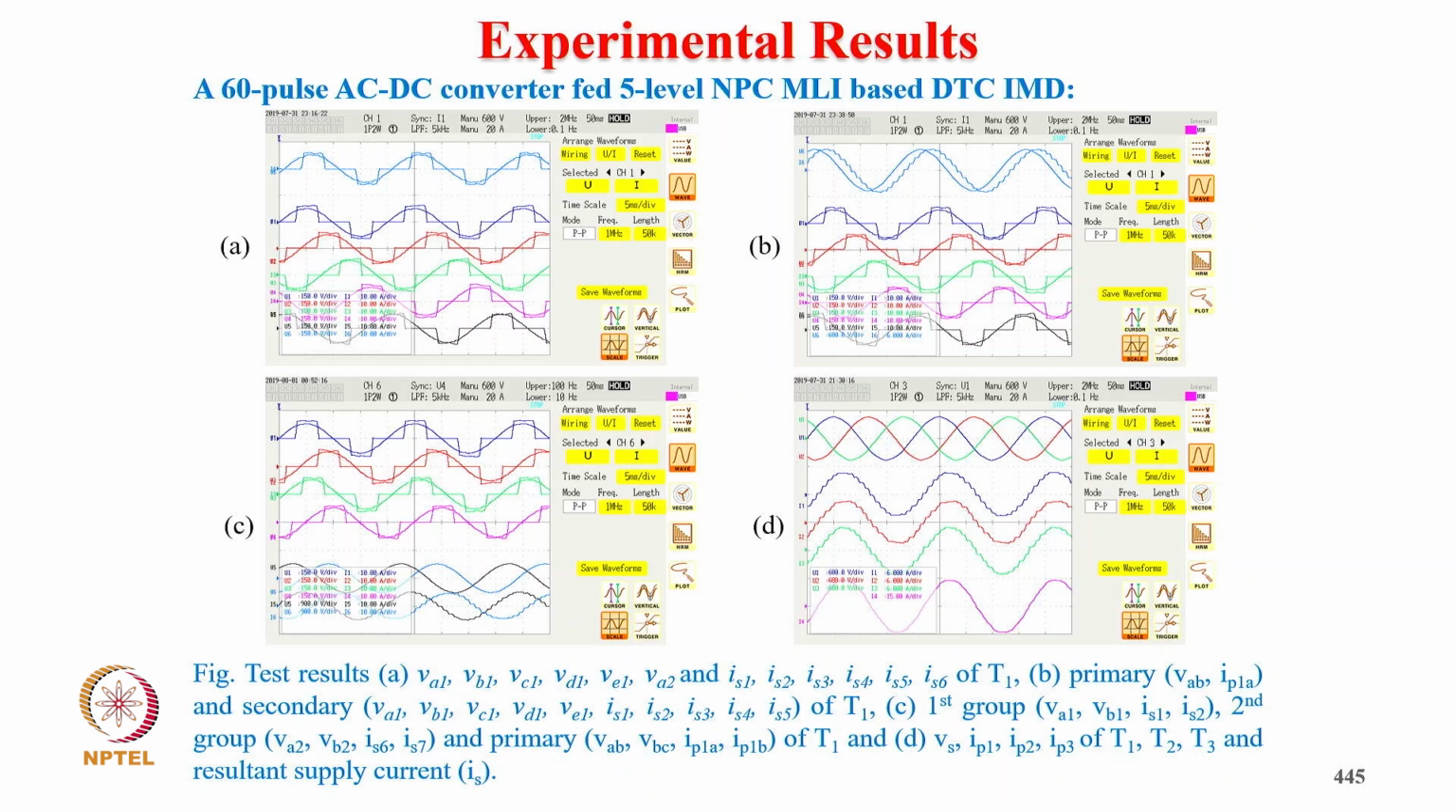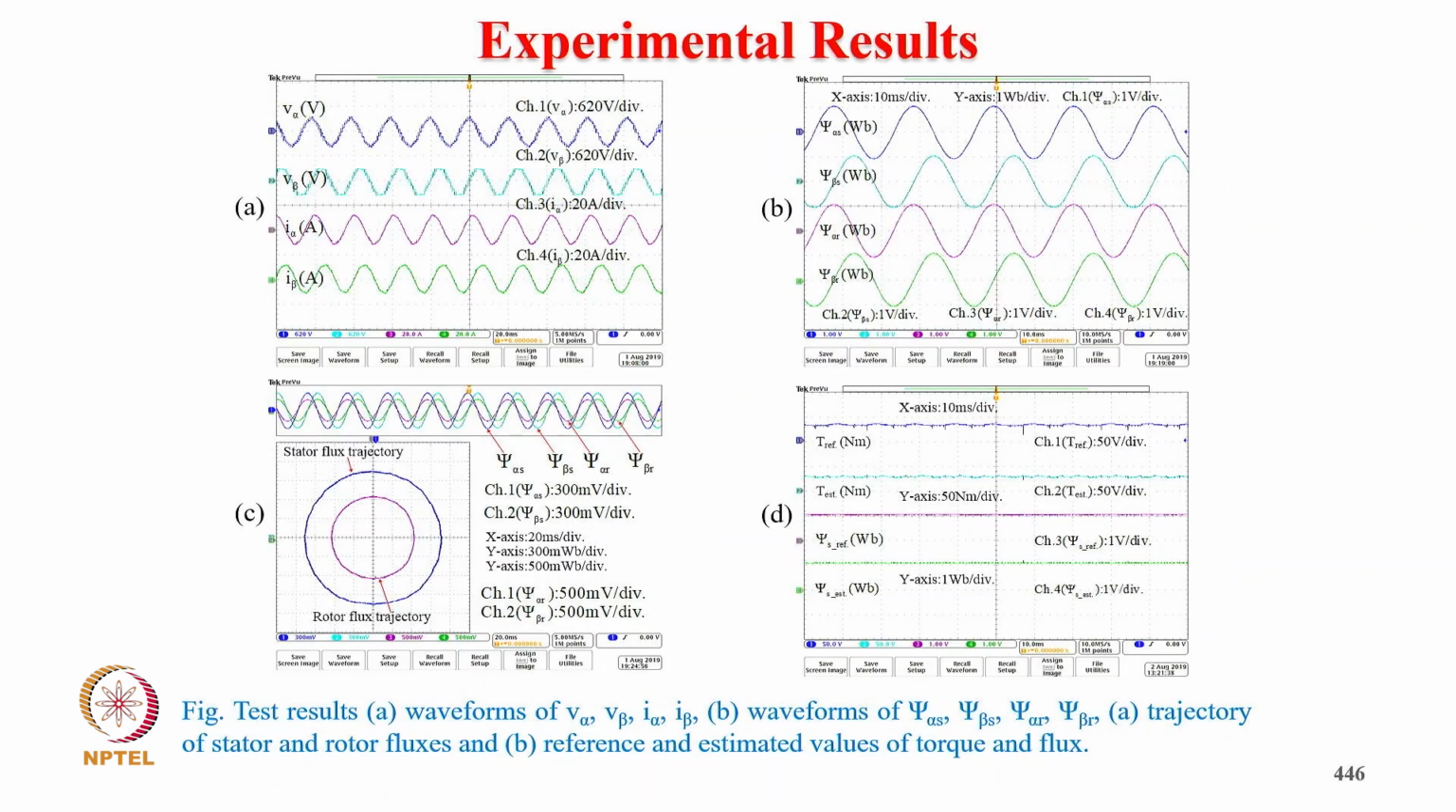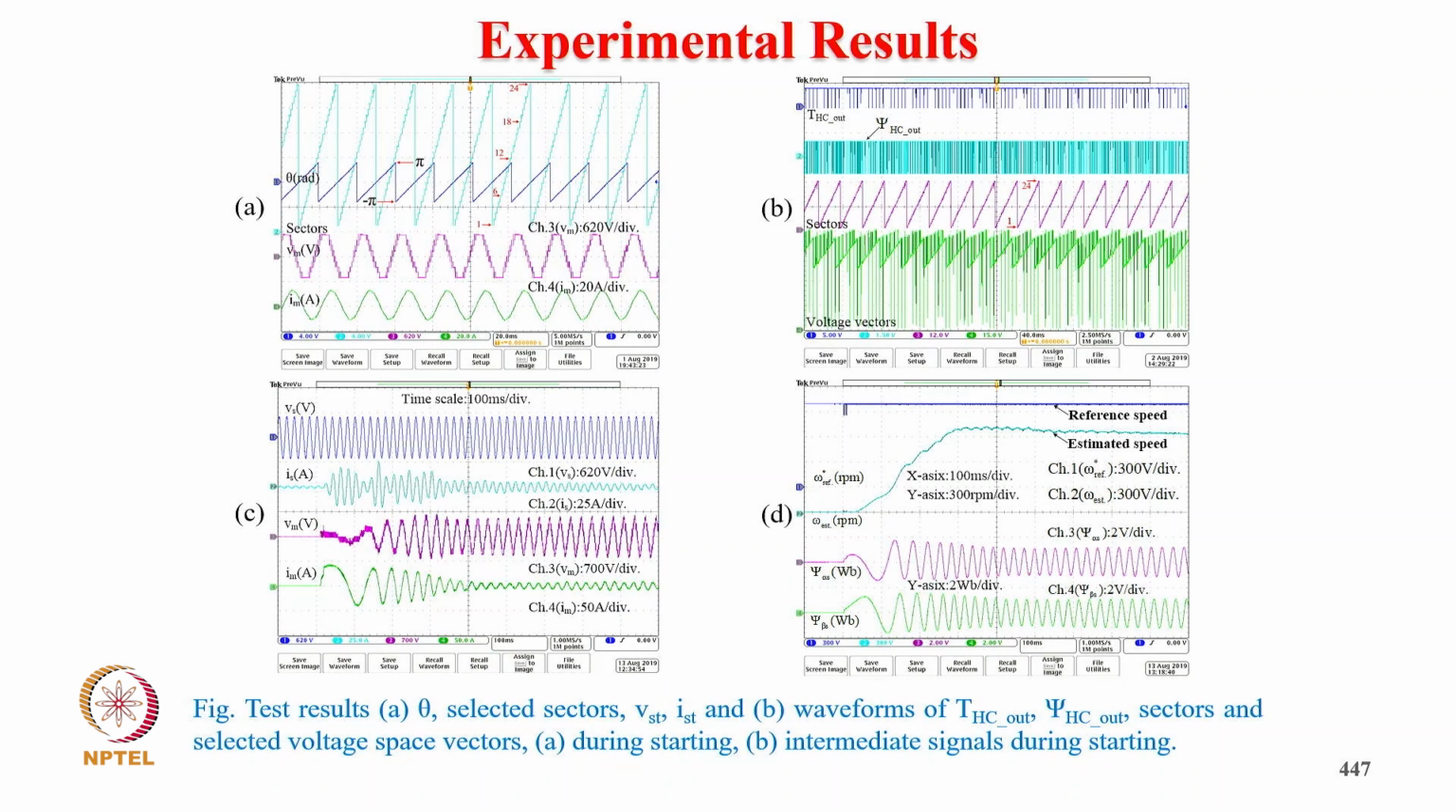And as you can see, the supply currents are almost sinusoidal, and these are supply V alpha, V beta, I alpha, I beta, and the flux estimation, and the trajectory of stator voltage, stator flux, and rotor flux, which are complete circles when they are sinusoidal, and these are the flux during the steady state. You can see flux is completely sinusoidal, and estimated torque, reference torque, and reference flux and estimated flux during steady state. These are the results for selective vector of VS.